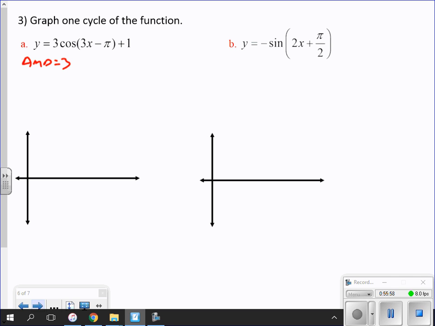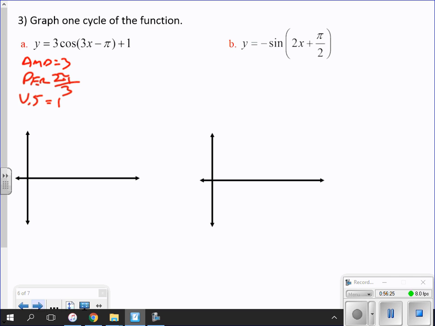Our period is 2 pi over 3, because what's our W? Our W is 3. We have Wx. 2 pi over 3, that's our period. Okay. Our vertical shift, because that's easy to do, is 1. That means the whole graph moves up 1.